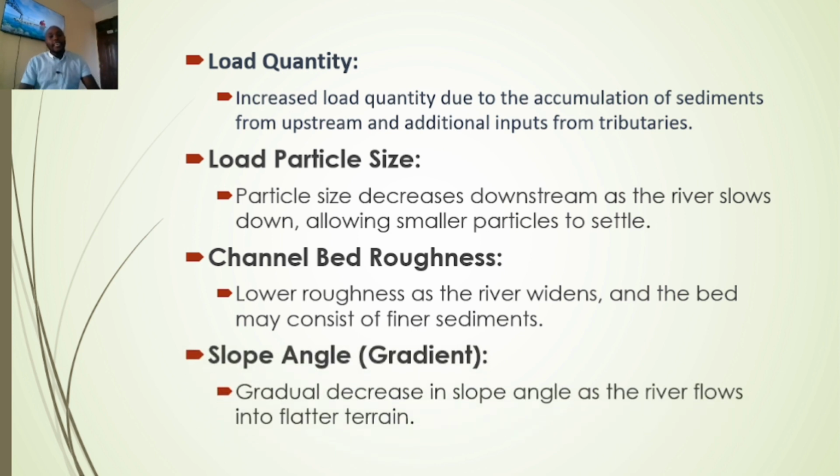All right, then the angle or the gradient, gradual decrease in slope angle as the river flows into flatter terrain. Remember, moving from the upstream the gradient is high. When you move downstream, the terrain is going to be flat. Remember, it's widening, the velocity has reduced, so the gradient is low as compared to the top or the upstream side. It's clear? So that is it, as easy as that, guys.